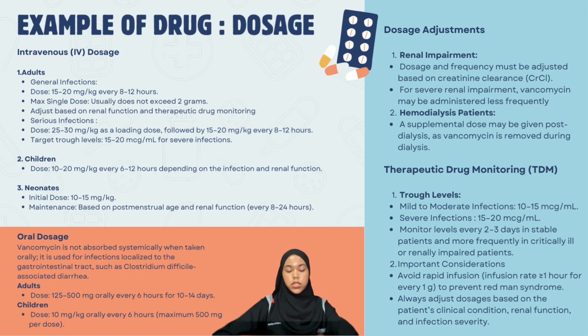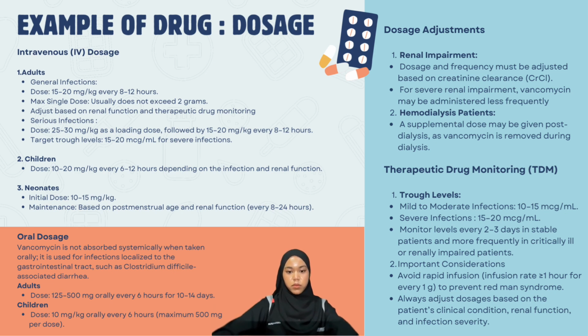For oral dosage, unlike IV vancomycin, oral dosage is not systemically absorbed. It is used primarily for Clostridium difficile associated diarrhea. For adults, the dosage ranges from 125 to 500 mg orally every 6 hours for 10 to 14 days. In children, the recommended dose is 10 mg per kilogram orally every 6 hours with a maximum of 500 mg per dose.